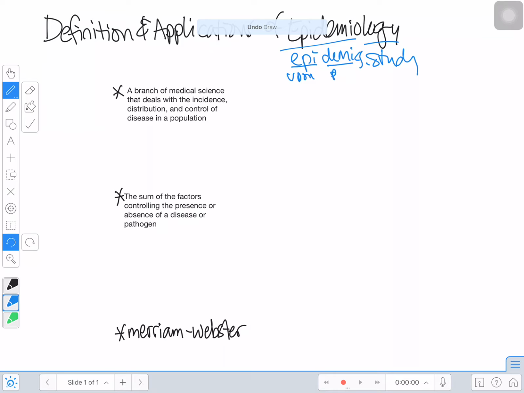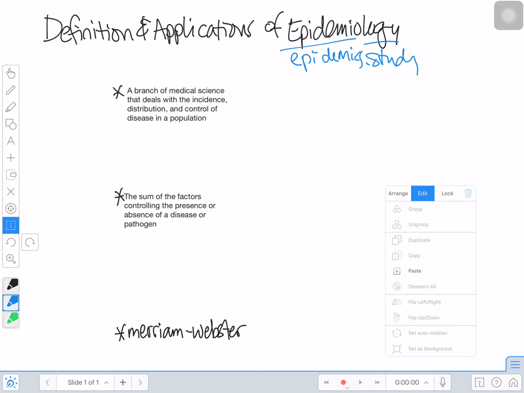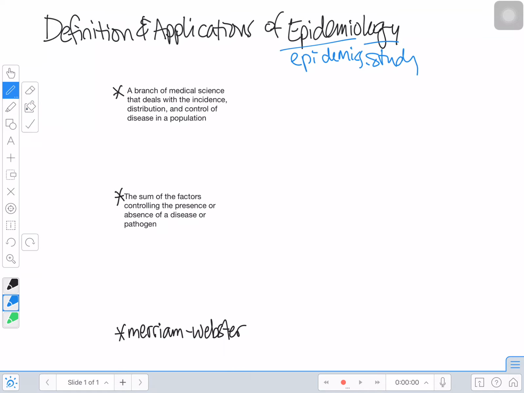So I'm going to get rid of a little bit of what we added here so I have more room later. And so here we have epidemiology, kind of our definition. And here are the two pieces of the definition that come from Merriam-Webster. And they are a branch of medical science that deals with the incidence, distribution, and control of disease in a population, and the sum of the factors controlling the presence or absence of a disease or pathogen.